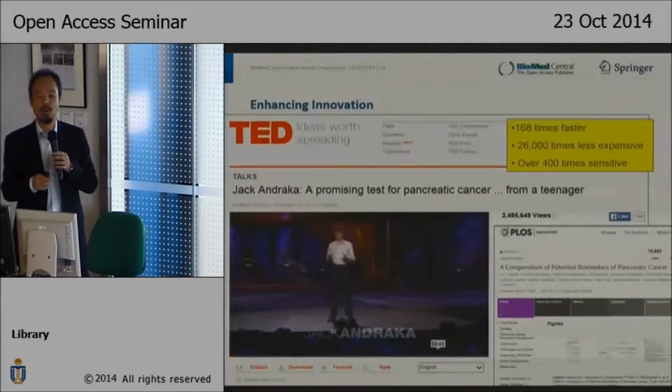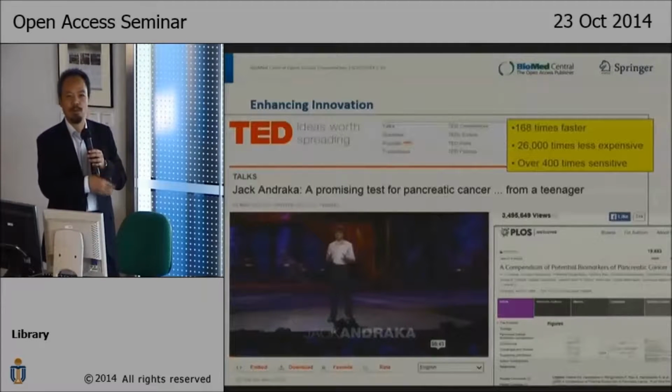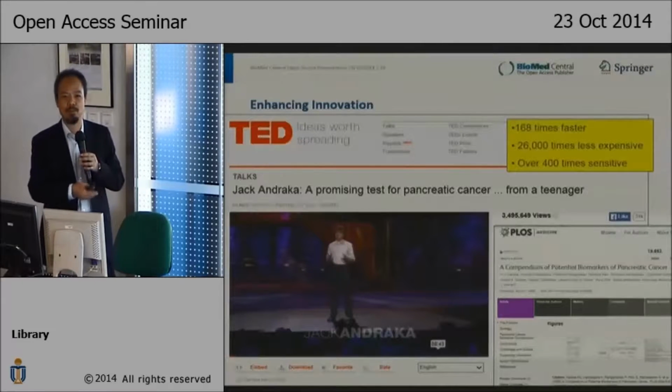And right now he's, I think, 17 or 18. But he is very famous. You can go to TED Talk or Google, and find a lot of interviews. He was even on CNN, meeting President Obama as well.